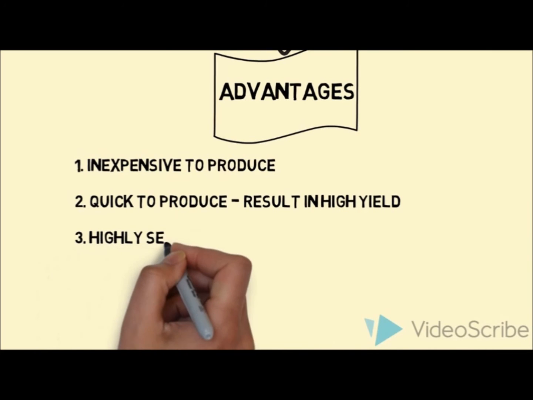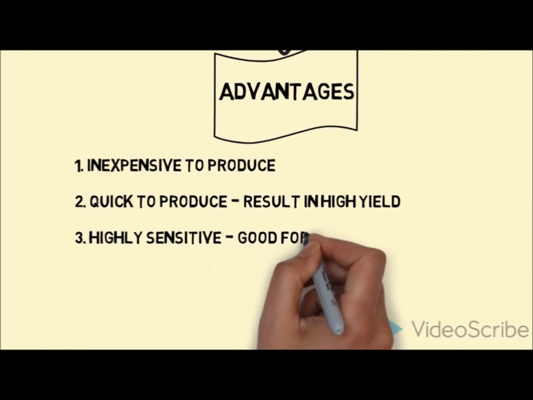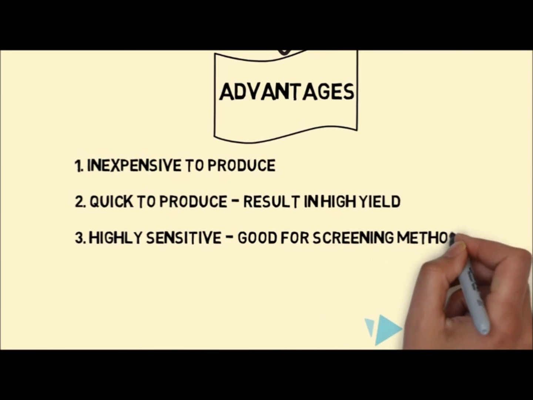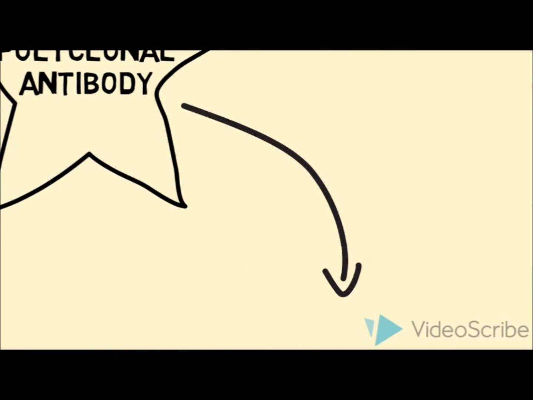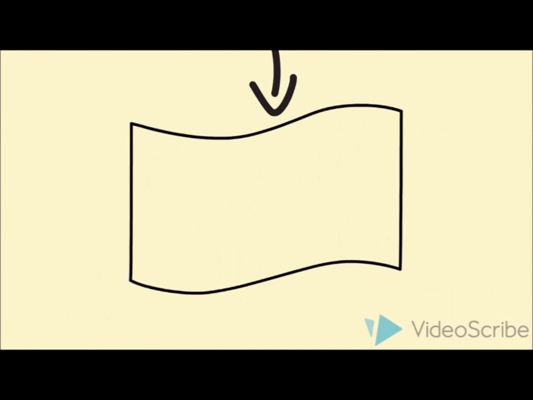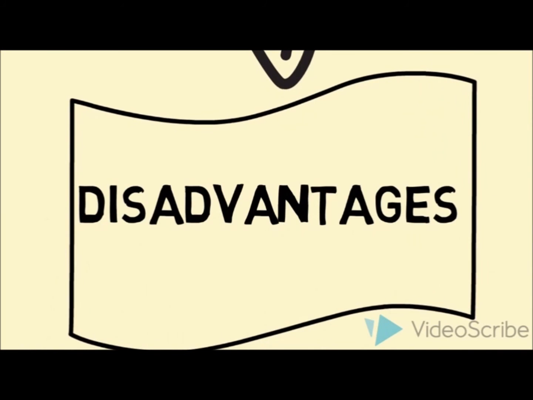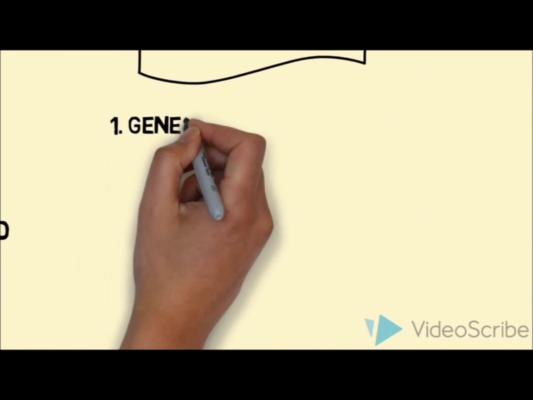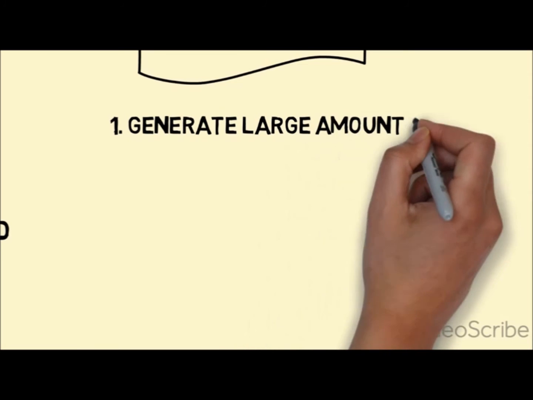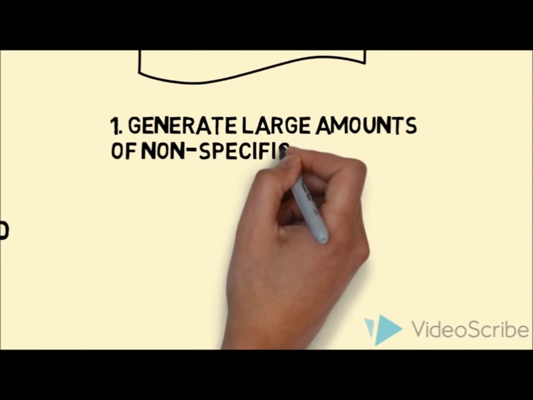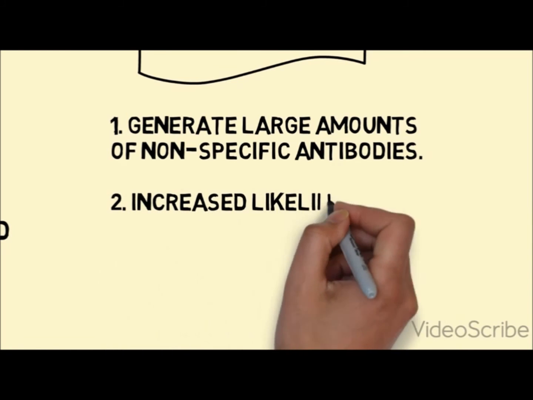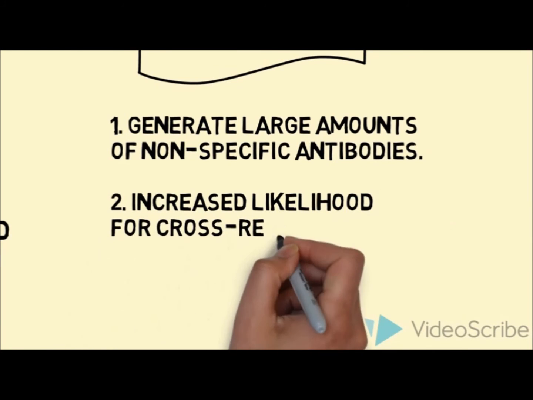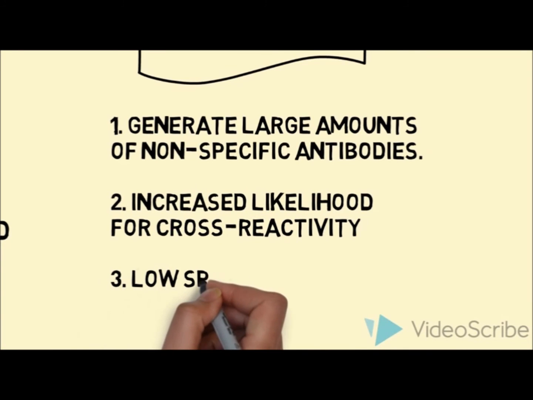Third, they are highly sensitive because the different antibodies present are able to recognize different epitopes, so it is good for screening methods. However, polyclonal antibodies have their own disadvantages, which are, first, they generate a large amount of non-specific antibodies. Why does this happen? This is due to the polyclonal antibodies being able to recognize different epitopes on the same antigen. Second, they increase the cross-reactivity with similar antigens. And third, they have low specificity, so they tend to have more background.